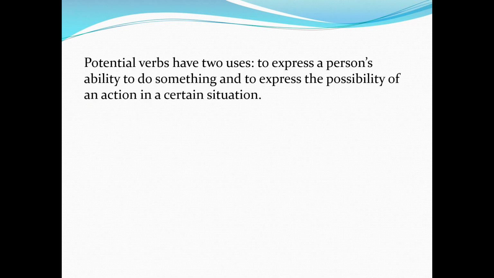Now, keep in mind that potential verbs have 2 uses. First is to express a person's ability to do something, and another one is to express the possibility of an action in a certain situation. In our previous examples, we used it to express an ability. Now let's see how we can use the potential verb to express a possibility.